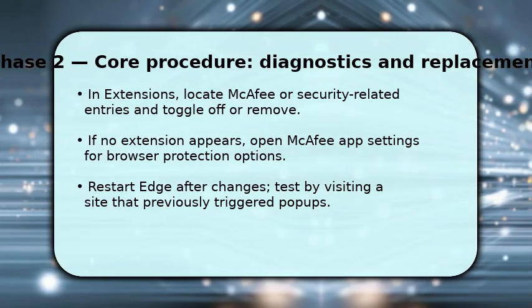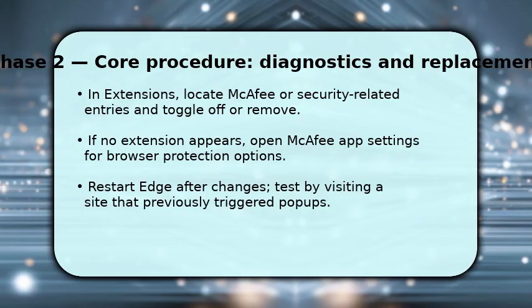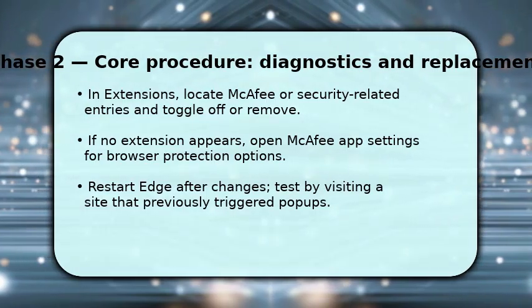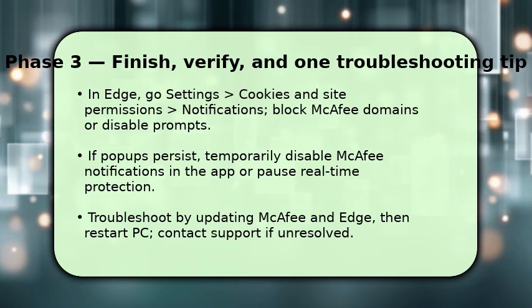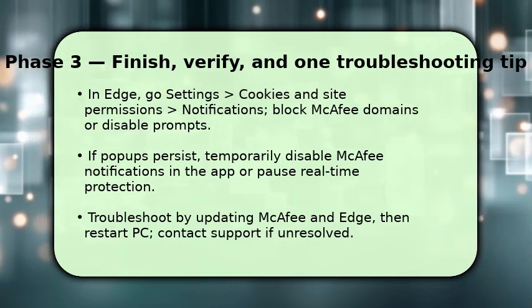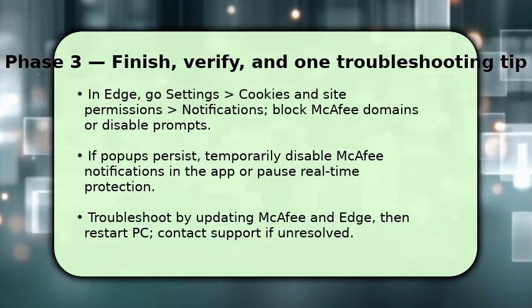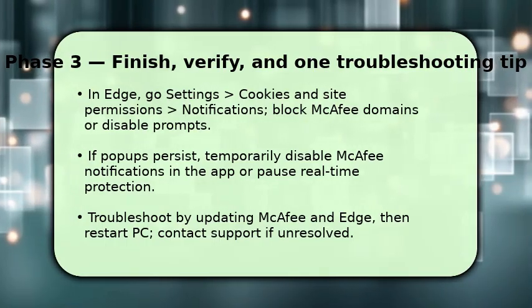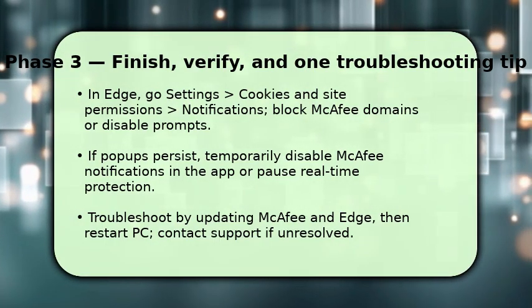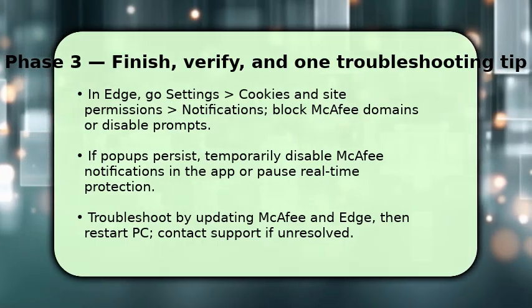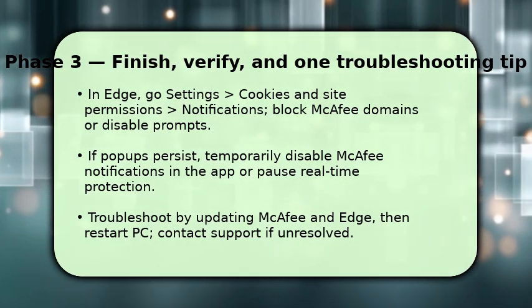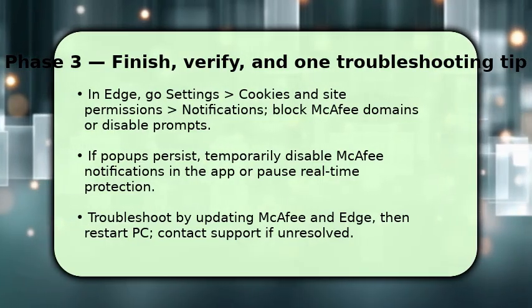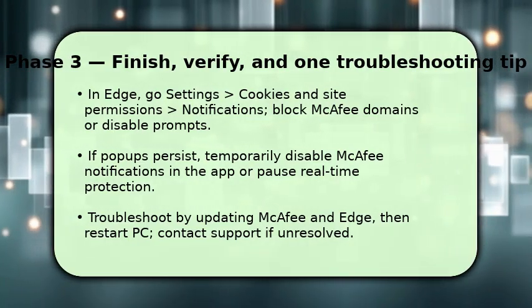Finish by blocking notification sources inside Edge. Go to Settings, Cookies and Site Permissions, then Notifications. Find and block entries related to McAfee or its domains. If pop-ups persist, open the McAfee app and temporarily disable notification alerts or pause real-time protection. This isolates whether the OS-level app is the source. Make sure to update both Edge and McAfee, then restart your PC to apply fixes if it's still happening.